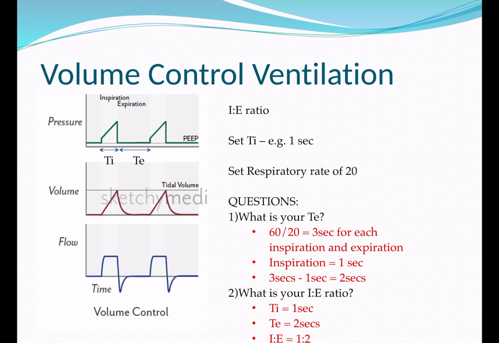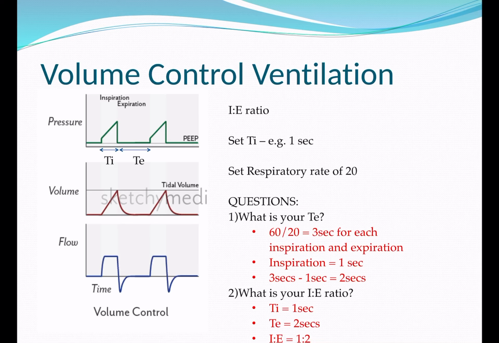If, however, you increase your TI up to say 1.5 seconds, but you kept your respiratory rate at 20, what's going to happen to your I/E ratio? Now you've got 1.5 seconds in inspiration, so you've only got 1.5 seconds in expiration. 3 minus 1.5 is 1.5. So now your I/E ratio has gone from 1:2 to 1:1. So you can change your I/E ratio by changing your TI time.